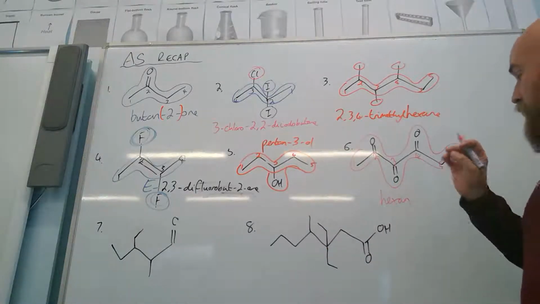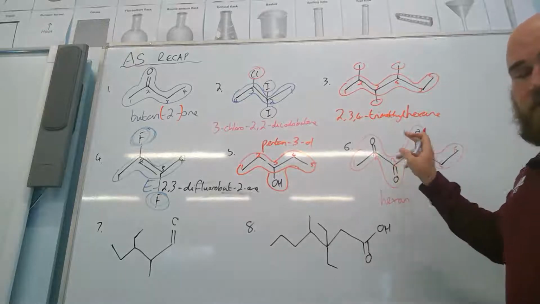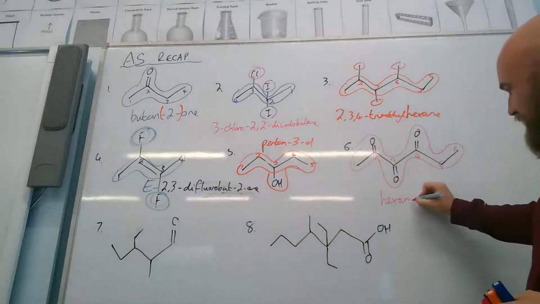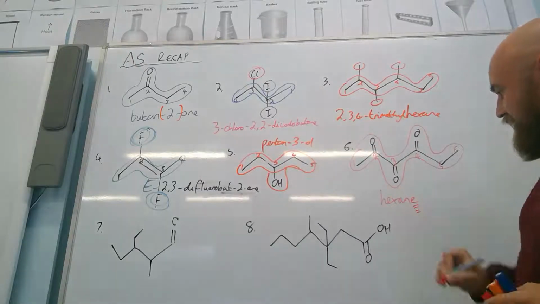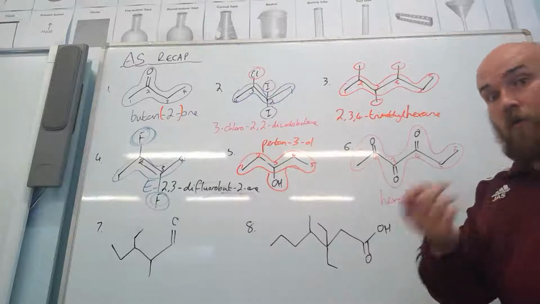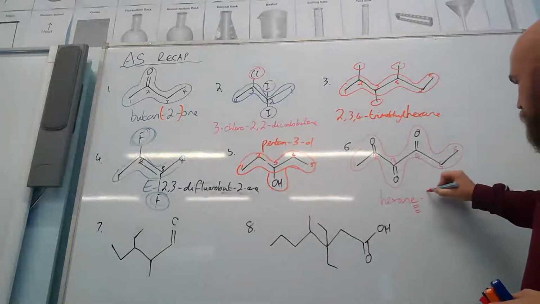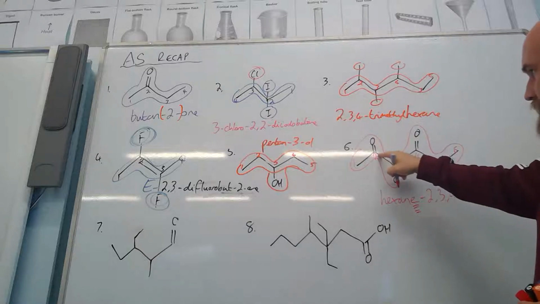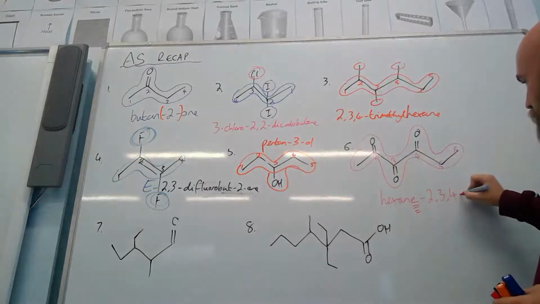Now, if there was just one ketone group, you'd call it hexan-2-one, hexan-3-one, and so on and so forth. But because there are multiple ketone groups, you have to include the letter E. It is hexane, and now you have to give the location of all the ketone groups. So it'll be 2, 3, 4, because that's where they are, second, third, and fourth.